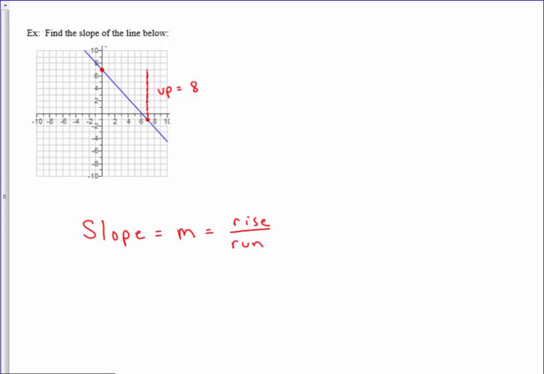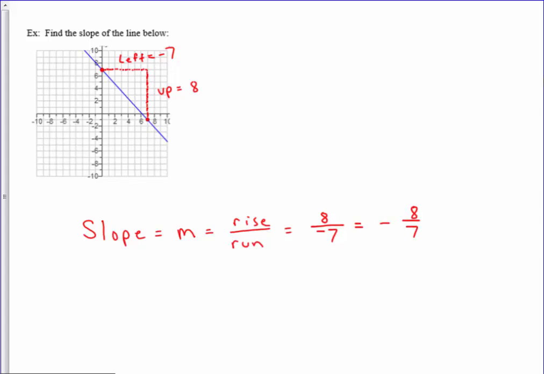From that location, how many units, either left or right, would we have to go to get to the other point? So let's count. 1, 2, 3, 4, 5, 6, 7. So in this case, we had to go left 7 units, which would represent a negative 7. So in this case, the rise was positive 8, and the run was negative 7. That slope would reduce to negative 8/7.